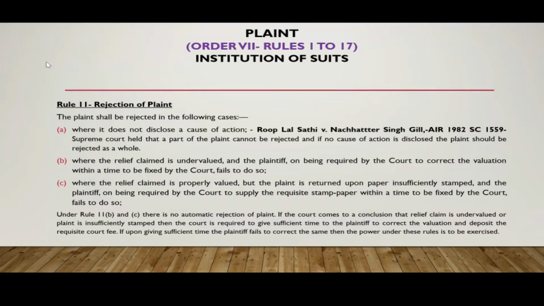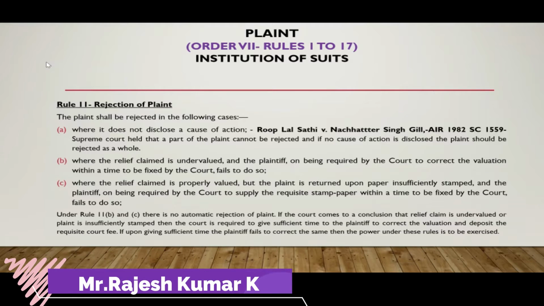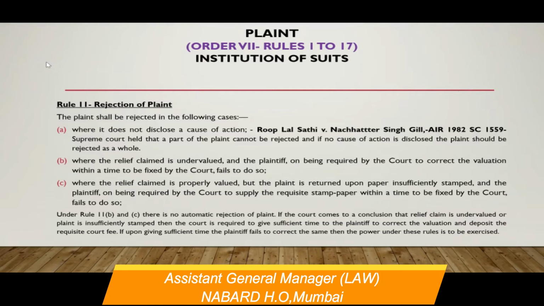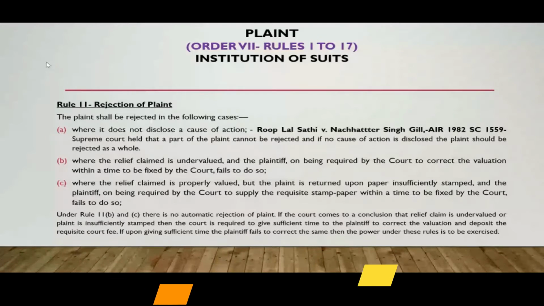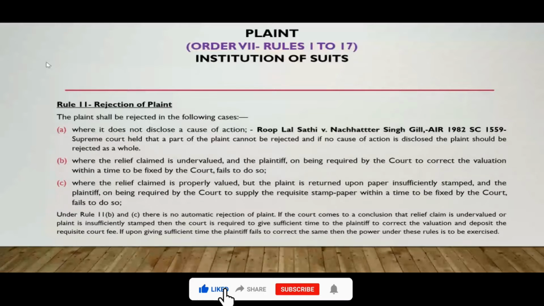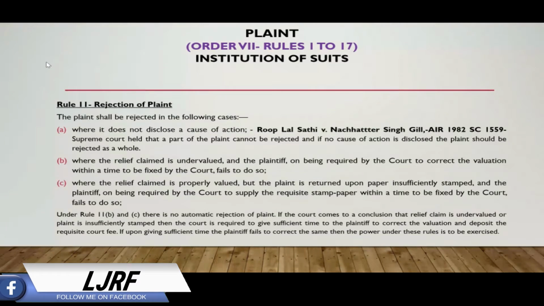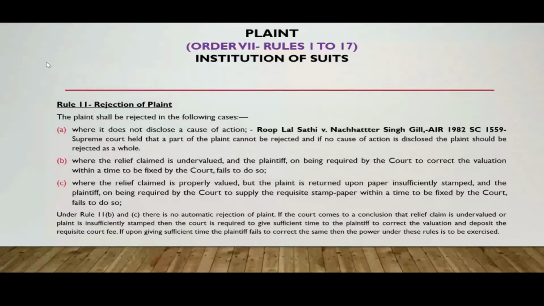It can be the date, it can be the circumstances, whatever may be. In a money suit, normally it will be a circumstance, but in other cases it can be a date, or some circumstances, which I will explain later. So there should be a disclosure of cause of action, and if it is not there, this will be a valid ground for the court to reject the claim. In 1982, the Supreme Court in Roop Lal Sathi versus Nachhattar Singh Gill, reported in AIR 1982, held that a part of the plaint cannot be rejected, and if no cause of action is disclosed, the plaint should be rejected as a whole.